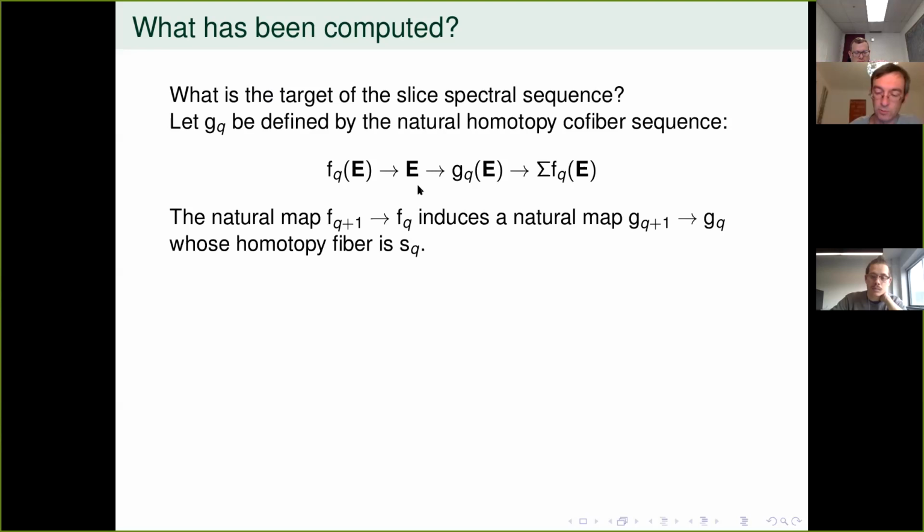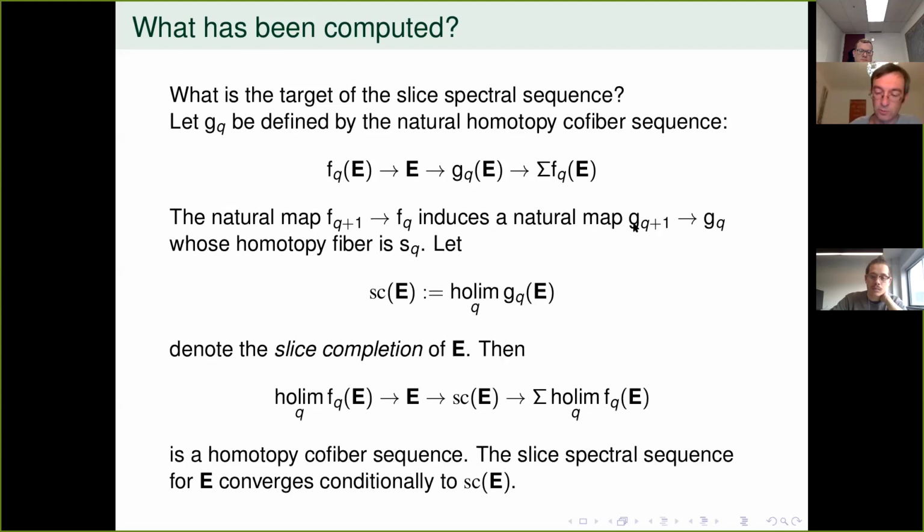So we have this Qth effective cover of any motivic spectrum E, and the cone, let me call it G_Q, sits in a similar tower. It's just that instead of the Qth slice being the homotopy cofiber of the map from F_{Q+1} to F_Q, it's the fiber of the map from G_{Q+1} to G_Q. So we can look at the homotopy limit over all of these G_Q. They form a reasonable diagram. And this is then called the slice completion of E.